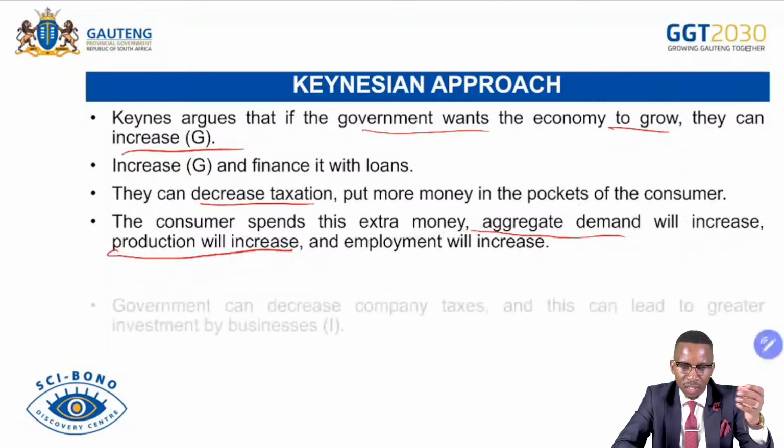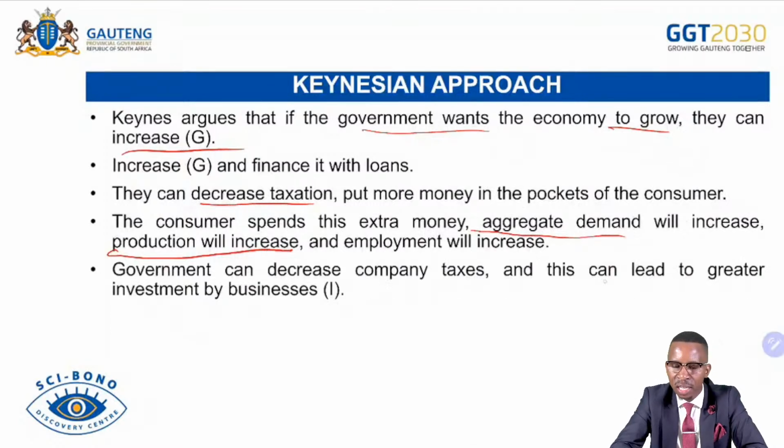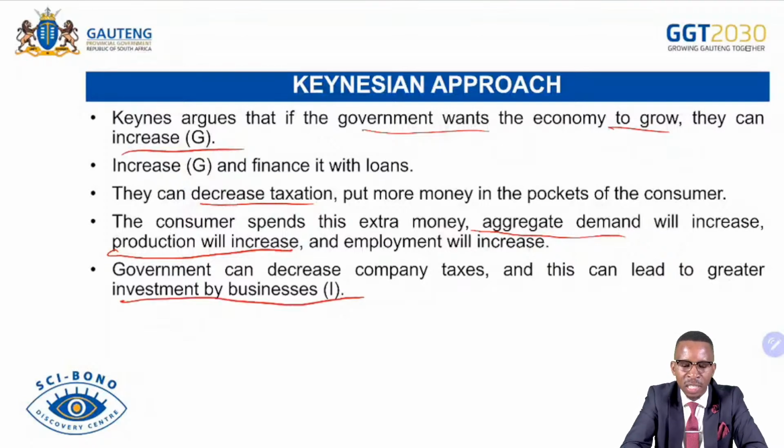Government can decrease company taxes, and this can lead to greater investment by businesses. If company taxes have been reduced, that encourages them to take that amount of money which was decreased to further their investment objectives. That will be increasing our economy.